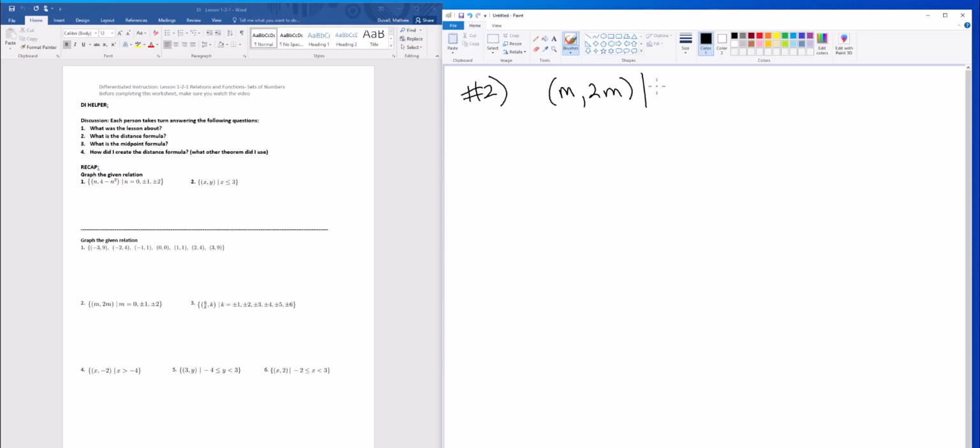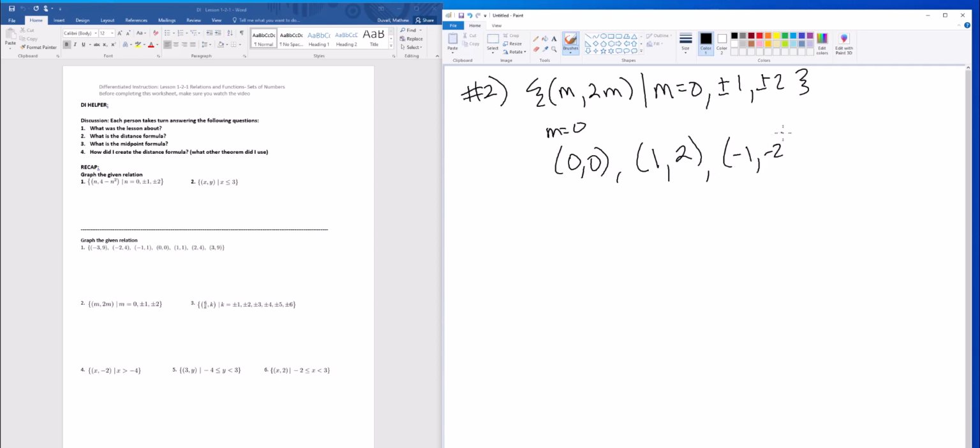So it defines here, so it gives me my relation in terms of m, and then it defines what m is. So that means you just plug in m. So for example, if I plug in 0, so when m equals 0, right? I'm plugging in 0, I plug in 0. If m equals 1, I plug in 1. 2 times 1 is 2. If I plug in -1, I get -1 and -2.